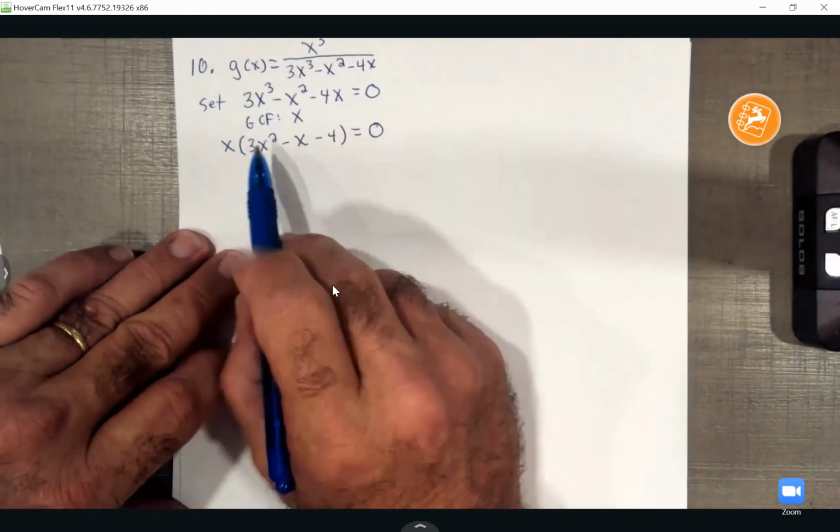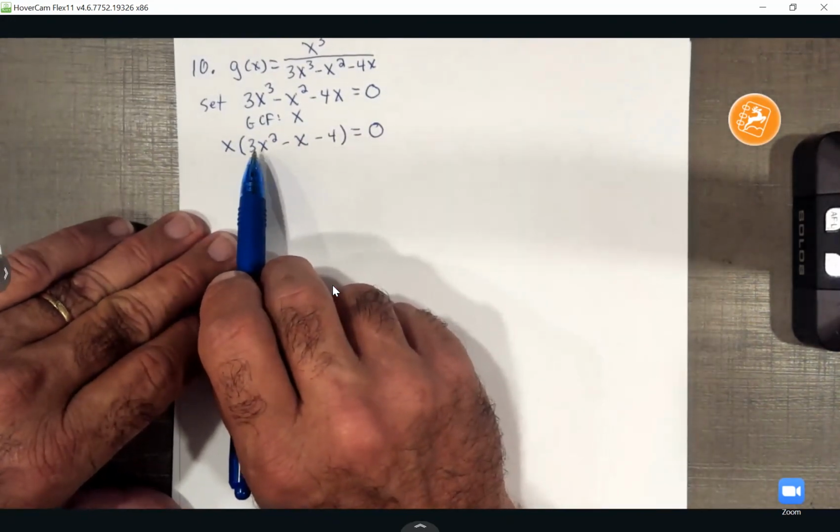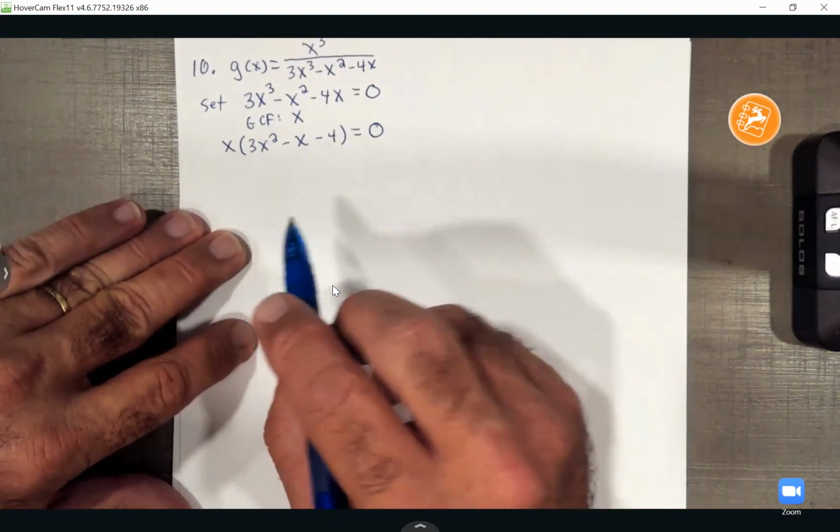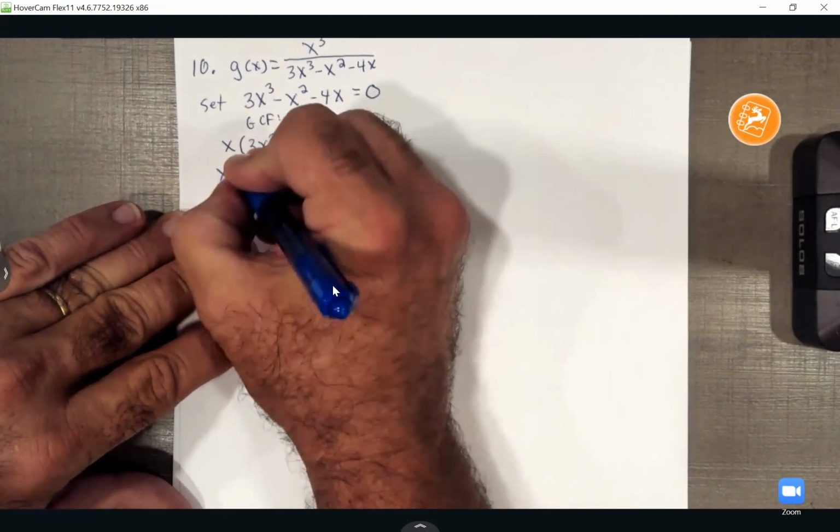Now notice, this one isn't as quick and easy because I got a 3 out in front. So let me show you a method I do. Now, I do know this.